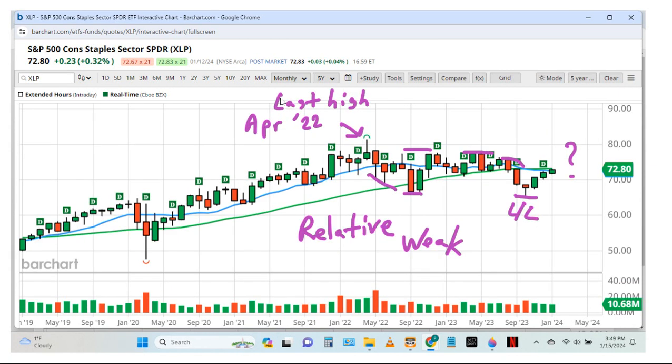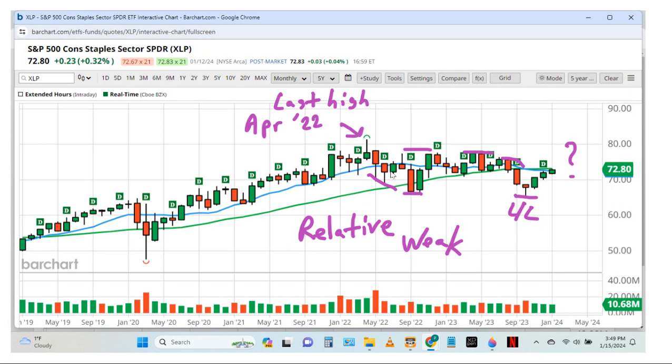Then we have consumer staples, which is stuff that consumers buy on a regular basis or need. Symbol XLP. This has been kind of relatively weak since April of 22, so that's a long time. It's kind of in this range, almost a slightly downtrending range, and even made a new lower low in October. So this is a big question mark. Can this turn back up or will it not?